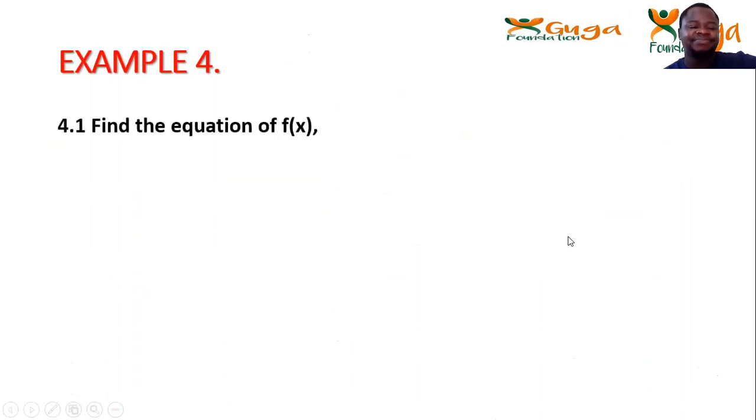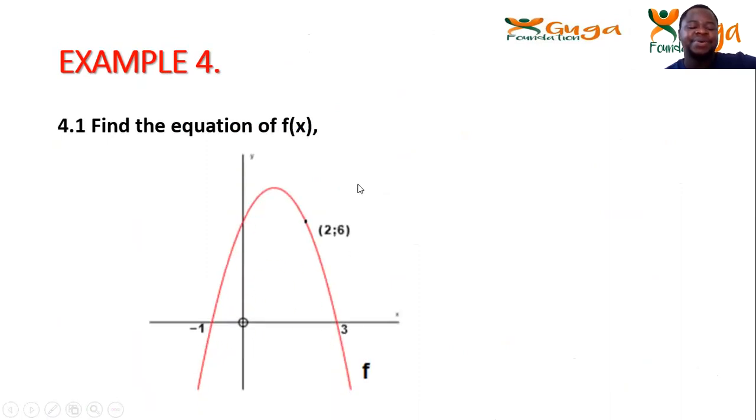Now let's look at an example. Find the equation of f(x). So now, you see here, which form is this? First things first, you have to ask yourself, which form is this? Is it case one? Is it case two? Is it case three? So here you are given x-intercepts. Oh, okay, this is case three.